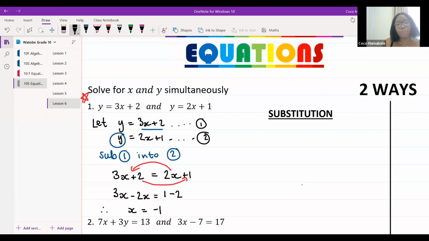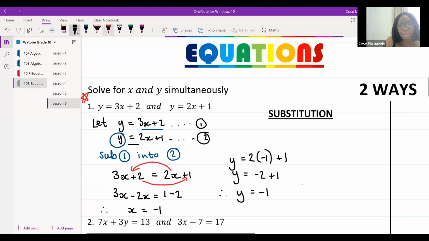Then I still need to solve for y. I'm going to sub x into equation 2. That's the easier one for me. y is equal to 2 multiplied by -1 plus 1. This is the same as y is equal to -2 plus 1. Therefore, my y is equal to -1.